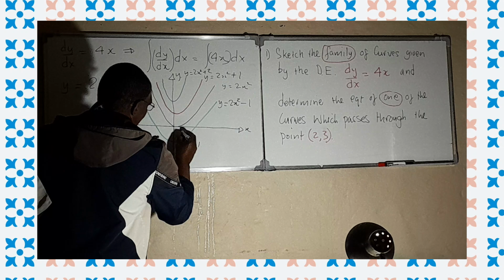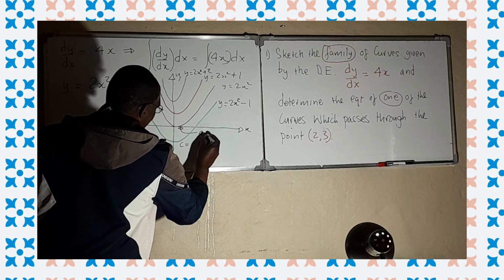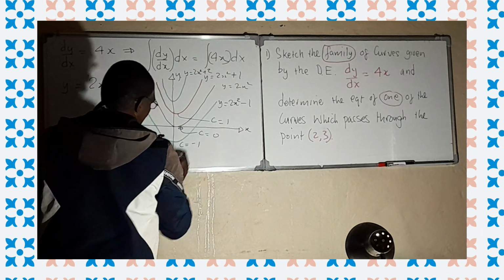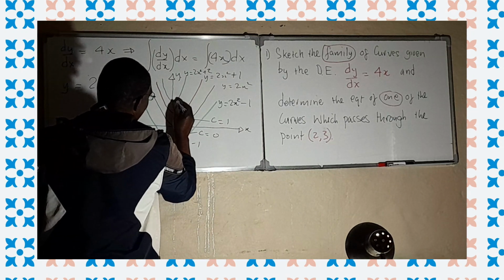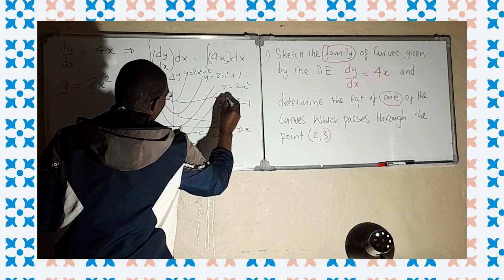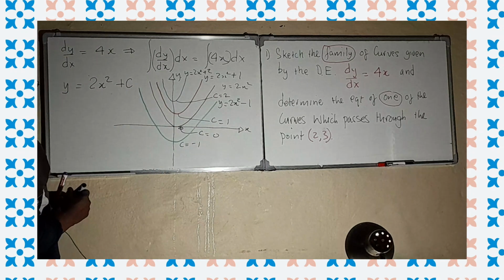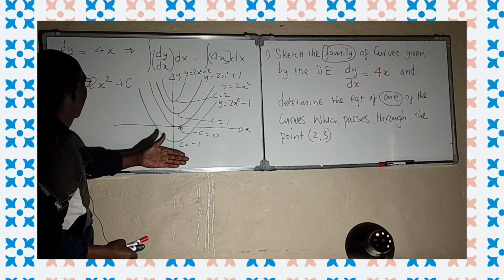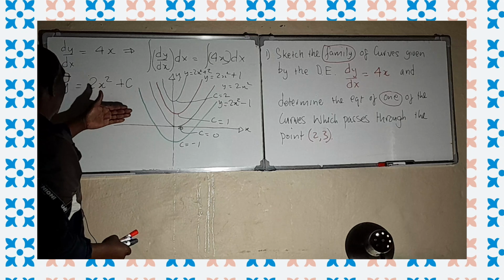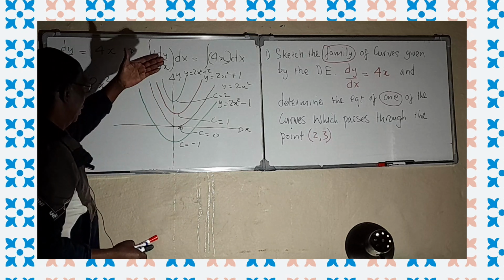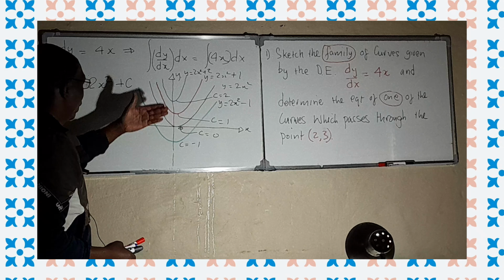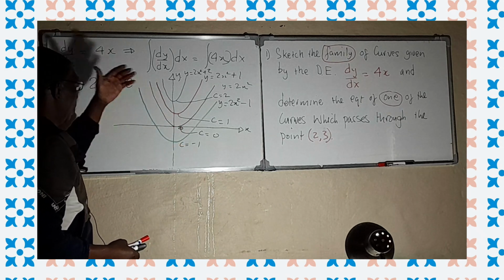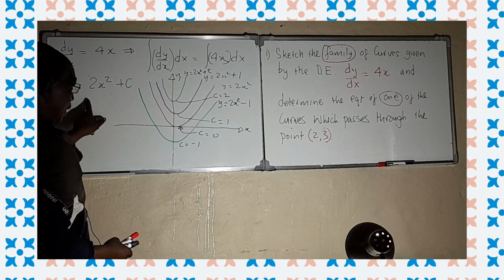Here, this represents our C is equal to 0. This represents our C is equal to 1. This represents our C is equal to 2. This then is what is called the family of curves. The solution to the differential equation gives you a family of curves. Until we are given additional information, we cannot actually plot a particular graph representing the solution.